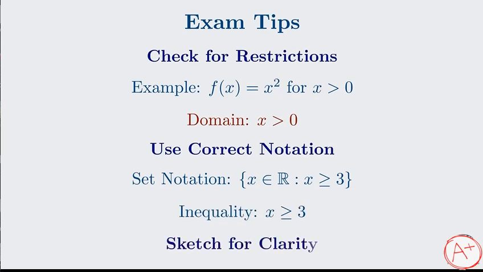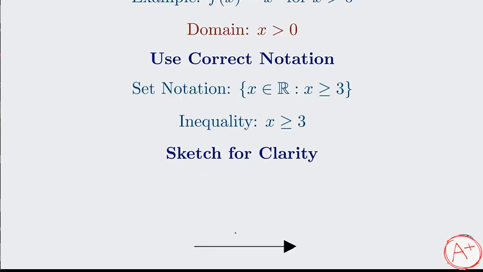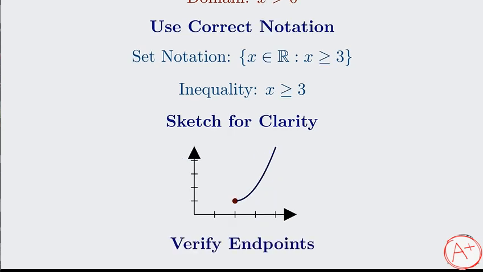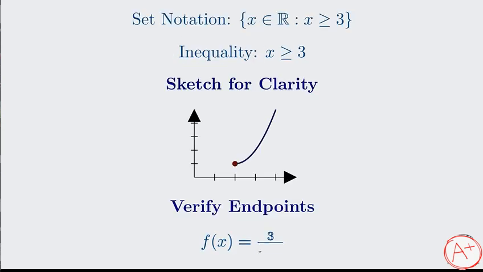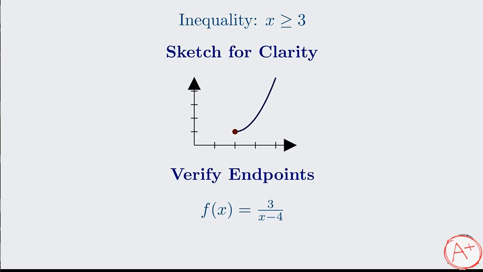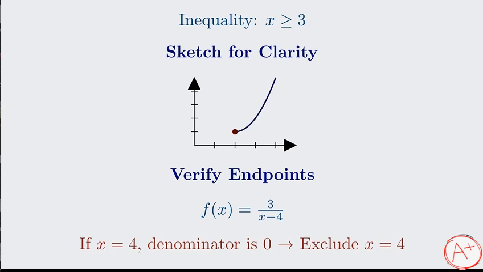If you are unsure about a domain, especially for modulus or restricted quadratic functions, do a quick sketch. Visualizing where the graph starts, ends, or breaks can help you spot vertical asymptotes or stationary points that define the domain boundaries. Always test the boundary values of your domain. Plug them back into the original function. If the function becomes undefined, like getting a 0 in a denominator, you know that specific endpoint should be excluded using a strictly greater than or less than sign.